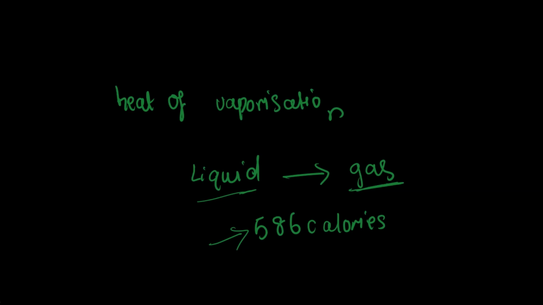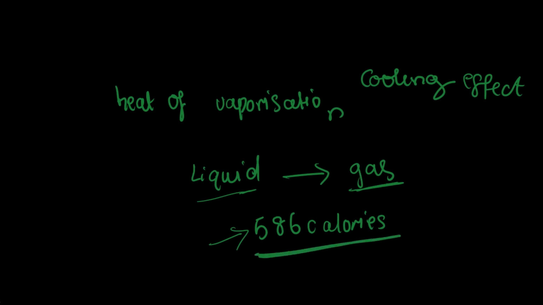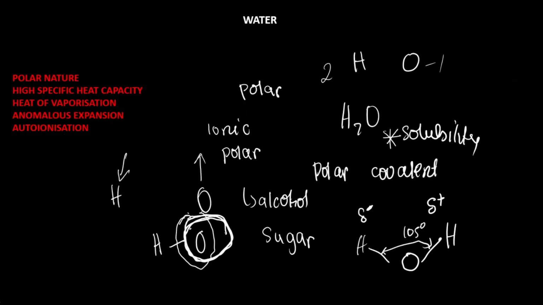Now, why is this of importance? Due to the high heat of vaporization of water, when we sweat and the water in the sweat is evaporated, we actually experience a cooling effect. Okay, so the cooling effect of evaporation, or the cooling effect of vaporization, is due to the high heat of vaporization of water. Okay, the next property of water we'll be considering is the anomalous expansion of water.